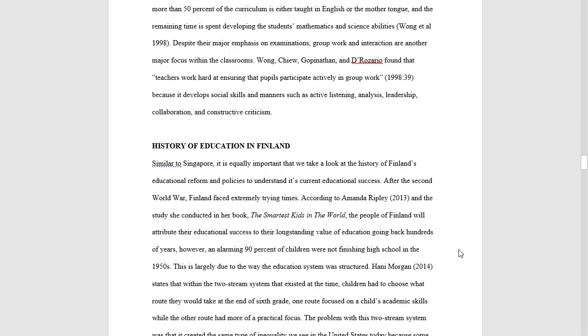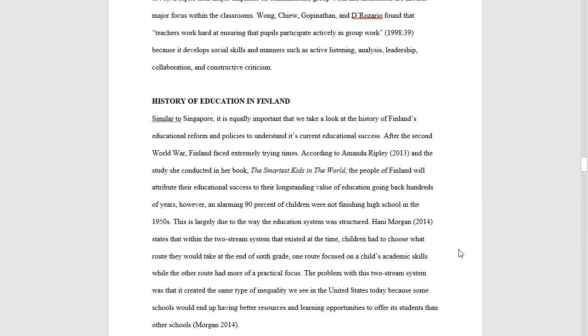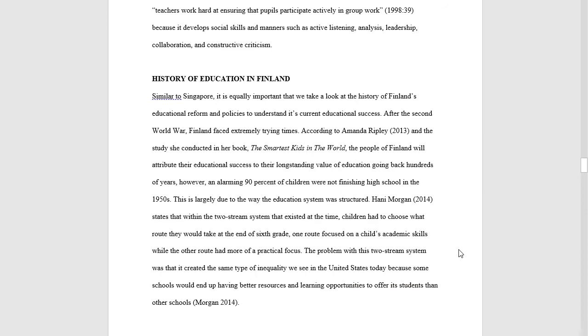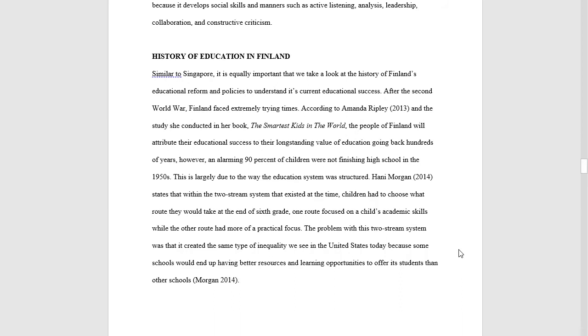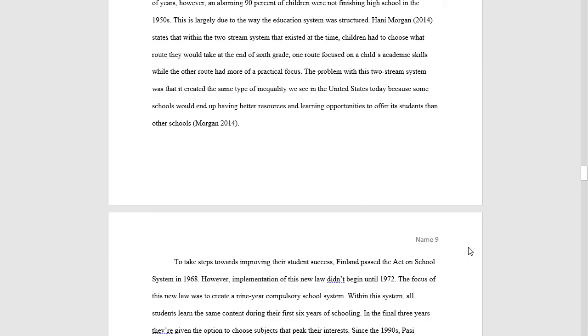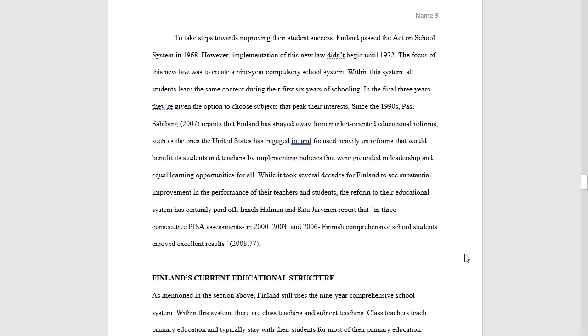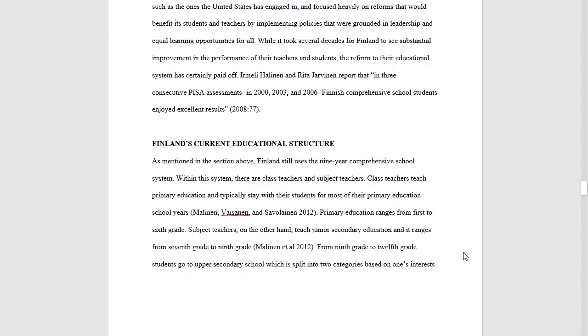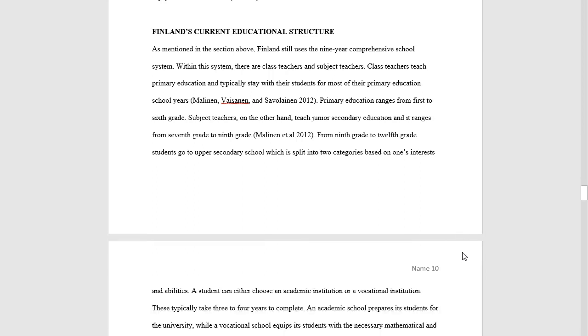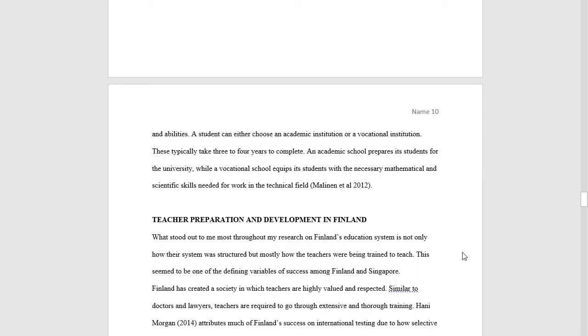But we can see that now that we've moved on to Finland, he's got the same topics that he's covering for Finland as he did for Singapore. So that's going to help aid the cohesiveness of his discussion. He's talking about them in the same order, which aids with the structure and cohesiveness as well.